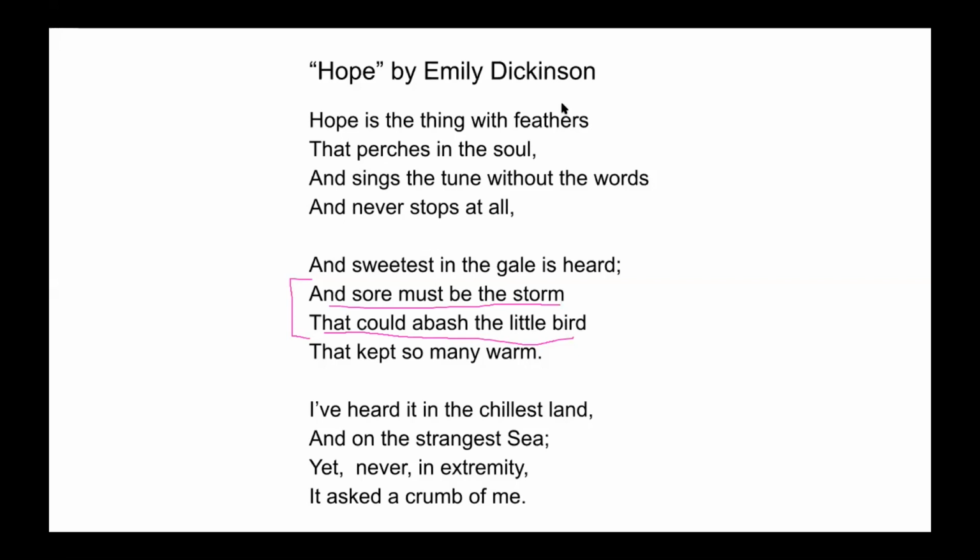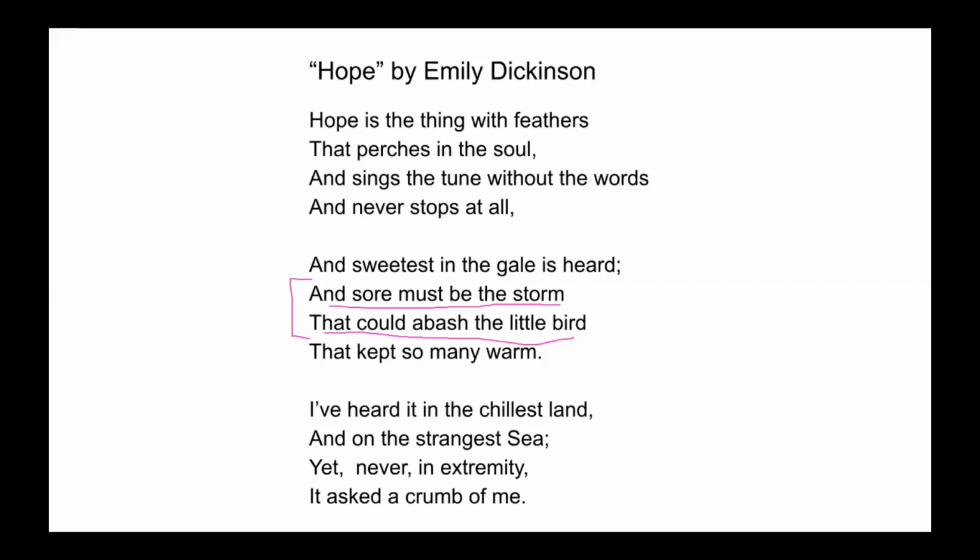So if you guys can share your thoughts about what might be the storm, or what this might be saying, right? Because we know that the little bird is hope, the bird is hope, and we've made that distinction. So from here, what do you think it's trying to say about hope?